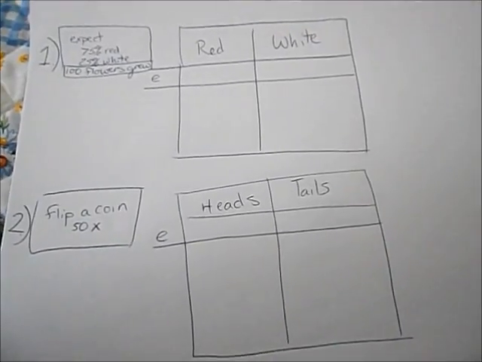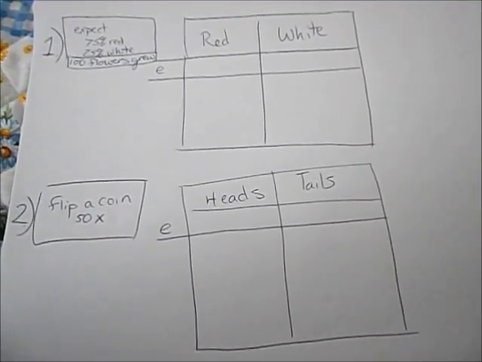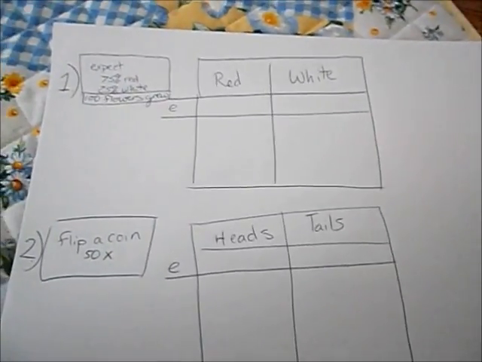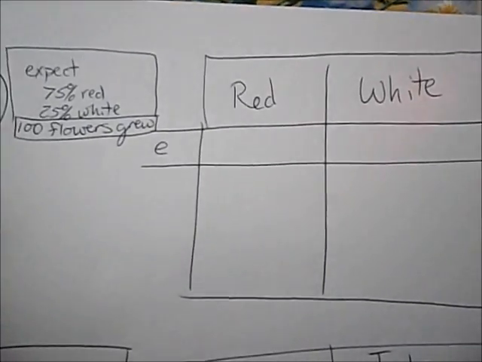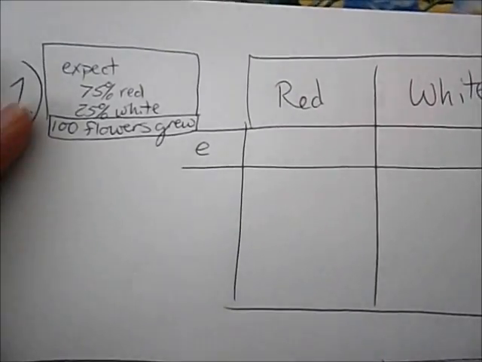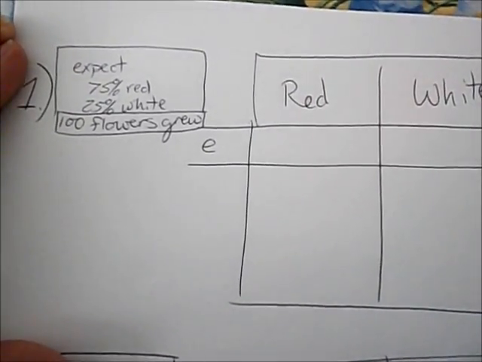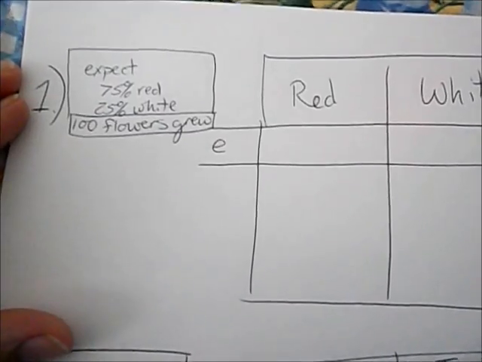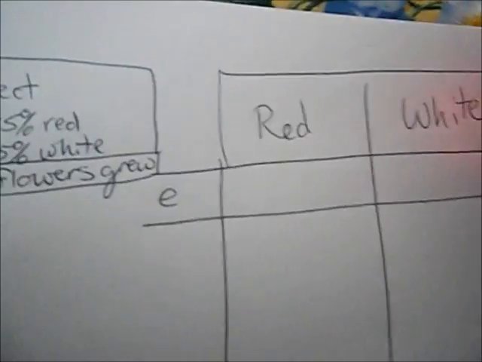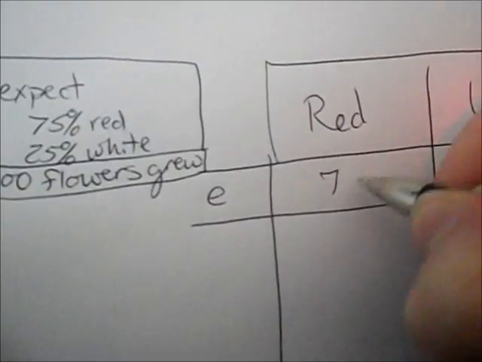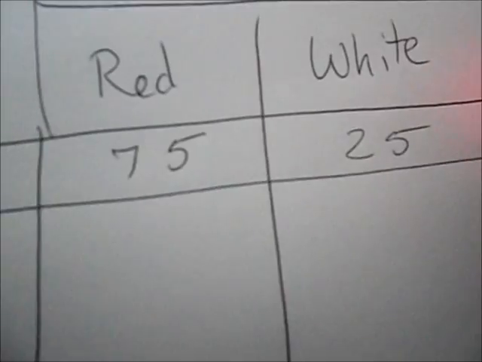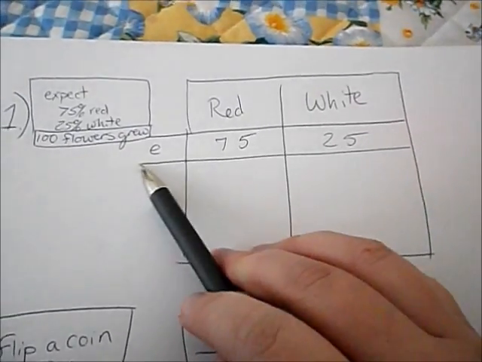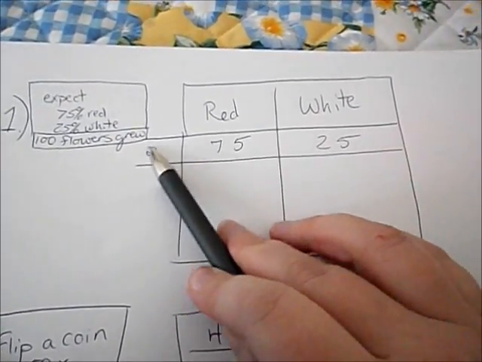All right. So I said we'd get back to using that chi-squared equation, and we're back, all right? We've got two different versions that we're going to try. We're going to try testing flowers and flipping a coin. Let's start with the flowers. We expect 75% of the flowers that bloom to be red and 25% to be white. If you have 100 flowers that grow, that means that 75 we expect to be red and 25 we expect to be white. The E, or expected value, that's what you predict, right?